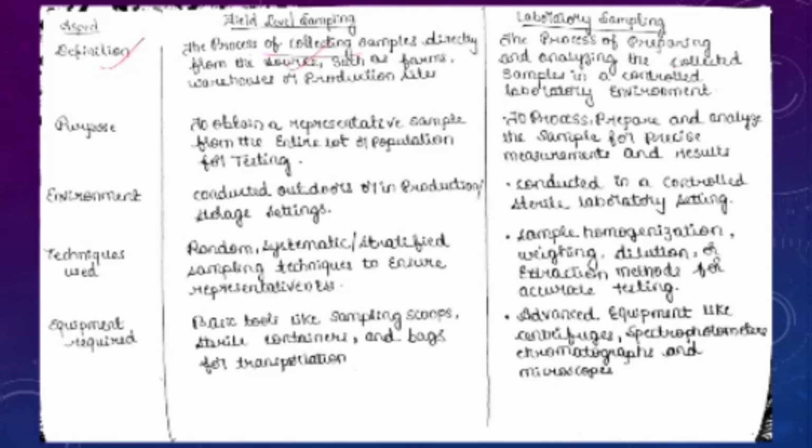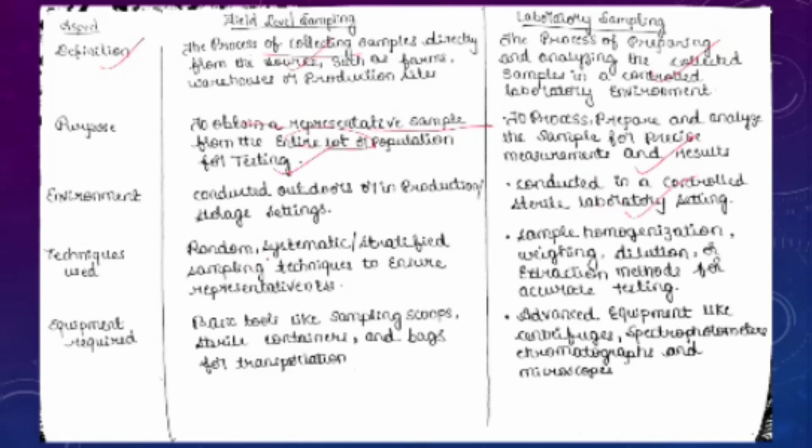Laboratory sampling is the process of preparing and analyzing the collected samples in a controlled laboratory environment. The purpose of field sampling is to obtain representative samples from the entire lot or population for testing. Here, the purpose is to process, prepare and analyze the samples for precise measurement and results. Field sampling is conducted outdoors or in production or storage settings. Laboratory sampling is conducted in controlled, sterile laboratory settings.